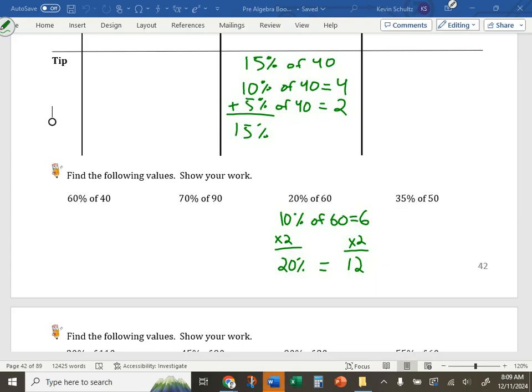If 10% of something is 30, 5% would be 15. If 10% of something is 8, 5% would be 4. Since 5% is half of 10%, its value will be half of, in this case, 4. So we're going to add 4 and 2, just like we added 10% and 5% to get 15%. 4 plus 2 equals 6. 15% of 40 is 6.